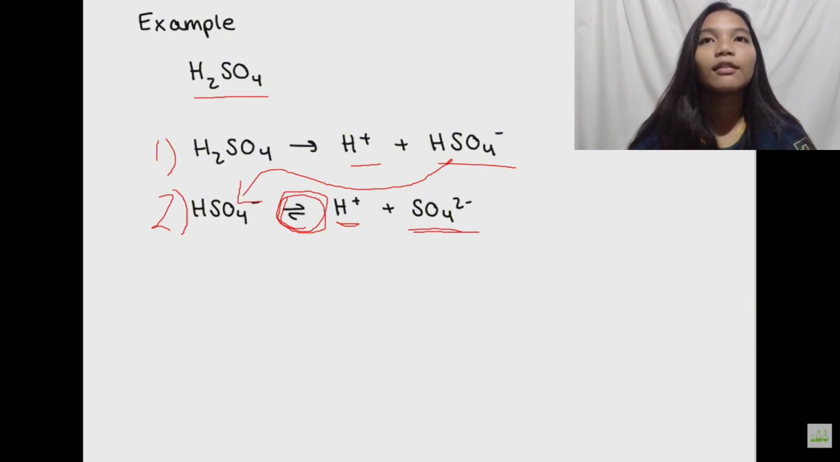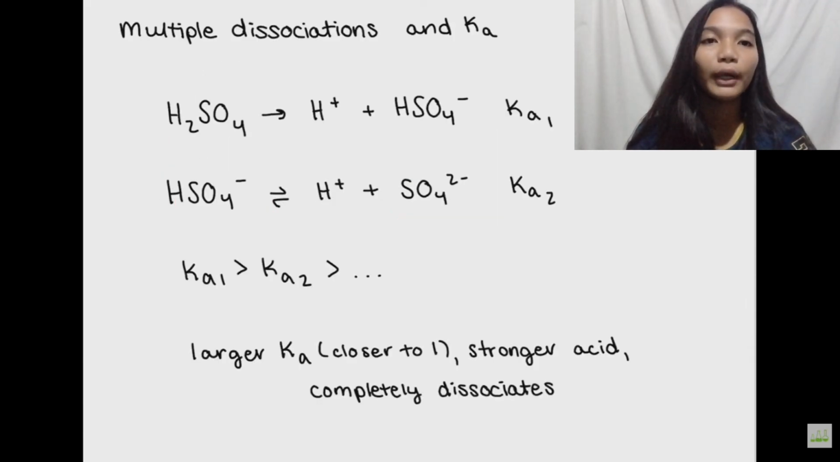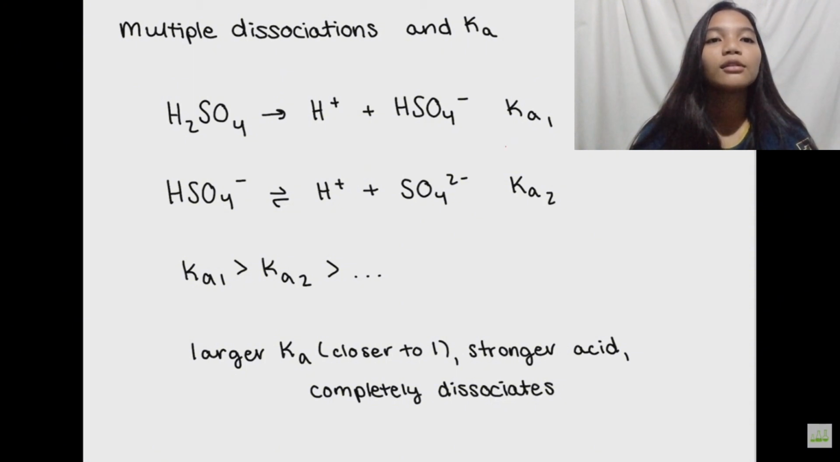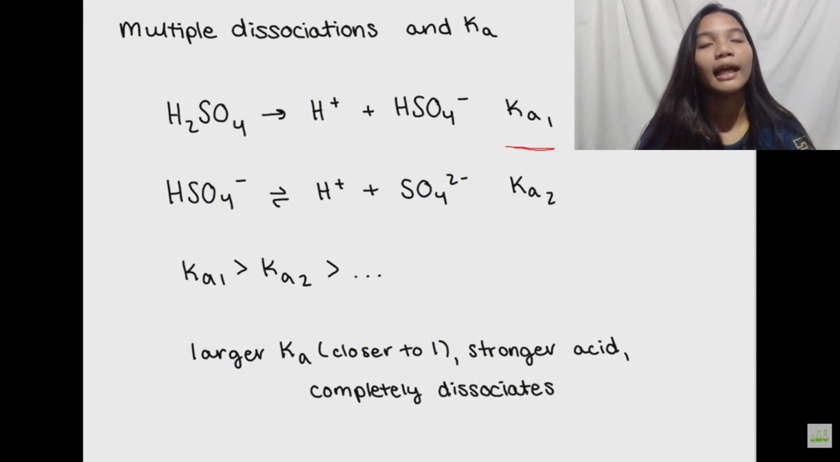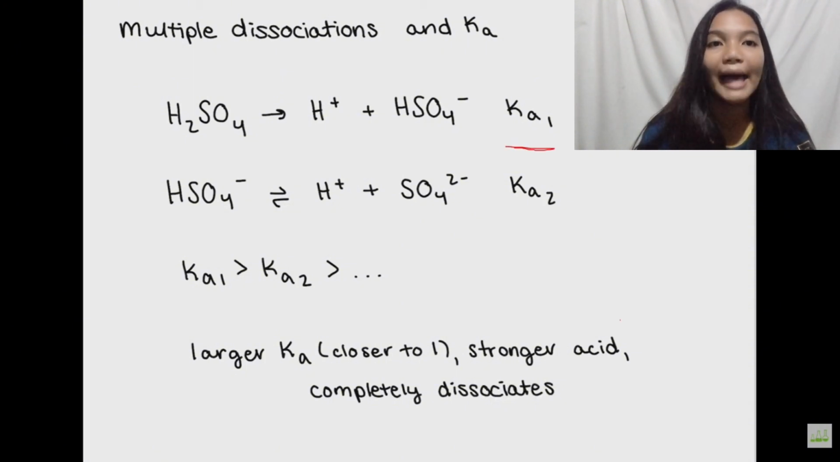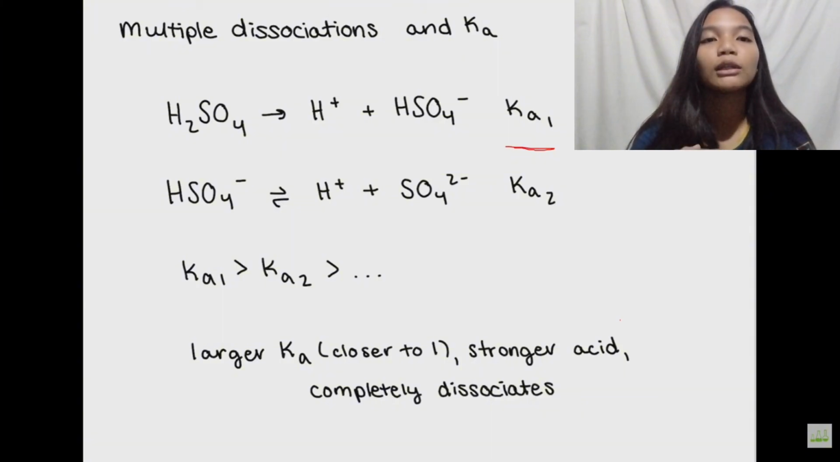For the next, the multiple dissociation and Ka. For the first breakdown or dissociation, it is Ka1. The more we break down or dissociate it, the lesser the Ka will be, and they say that a larger Ka means a stronger acid. So the more it dissociates, the lesser the Ka, and the weaker the acid.